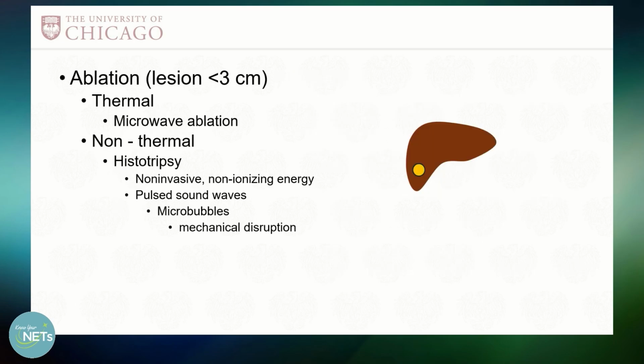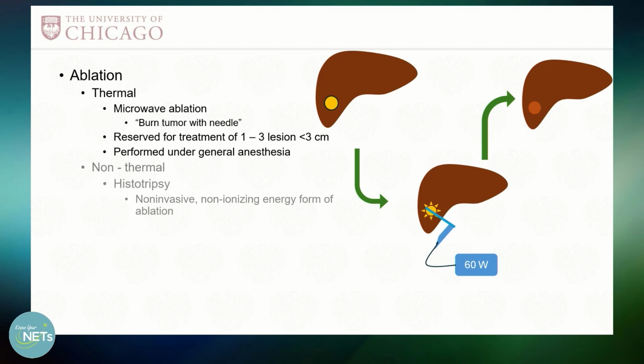Ablation can be further broken down into thermal and non-thermal. Thermal refers to microwave ablation, or basically burning the tumor with a needle. We usually perform these for 1 to 3 lesions in the liver that are less than 3 centimeters, under general anesthesia. We basically advance a needle from the skin through the liver into the target area that needs to be ablated, and perform the ablation. The ablation itself usually takes about 10 minutes, and then we remove the needle. The patient wakes up, we usually observe them overnight in the hospital, and then they leave.